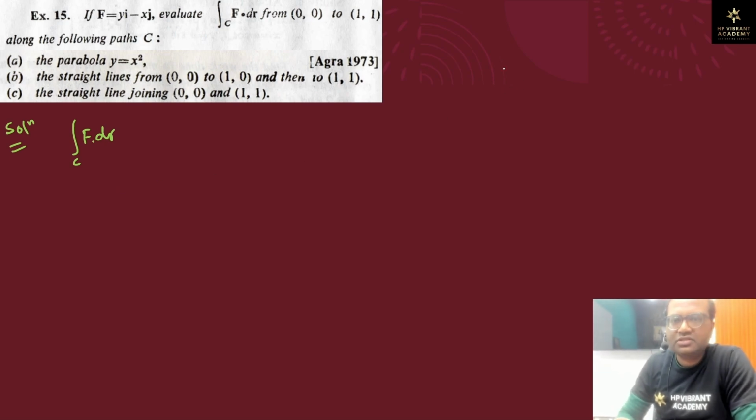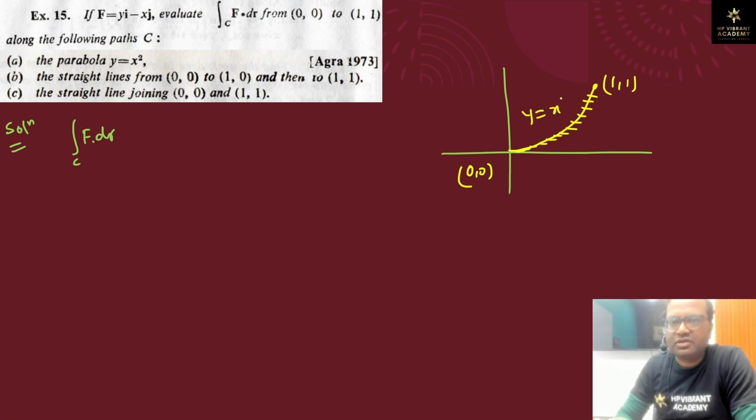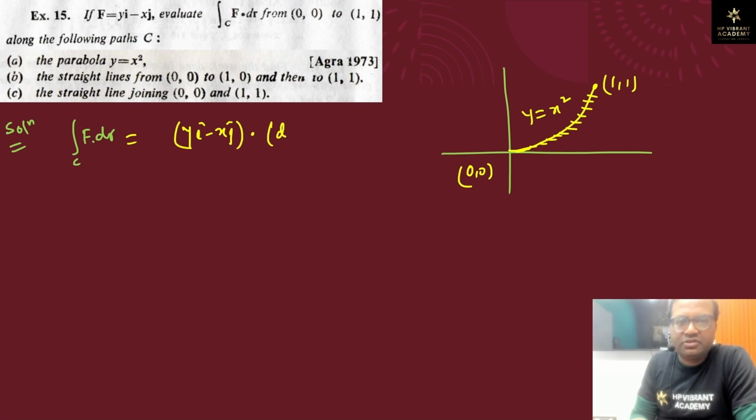Okay, so in the first case it is parabola, that is y is equal to x square. And from 0 comma 0 we have to reach up to 1 comma 1. So along this path we have to find the line integral in the first case. So this is y is equal to x square. So we have the line integral f dot dr, where f is y i cap minus x j cap, dot dx i cap plus dy j cap, okay, along the curve C. So C is y is equal to x square. So let us find this.